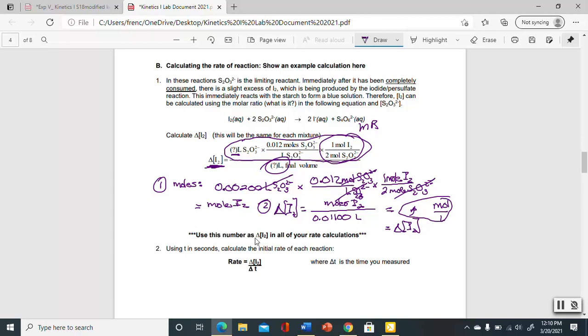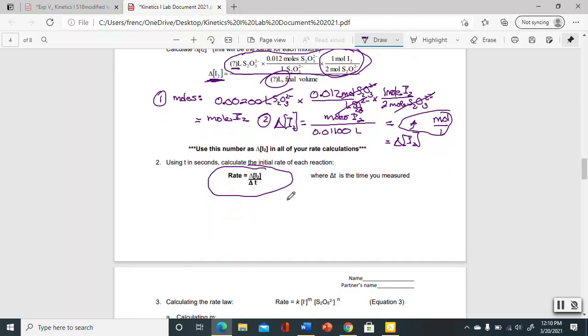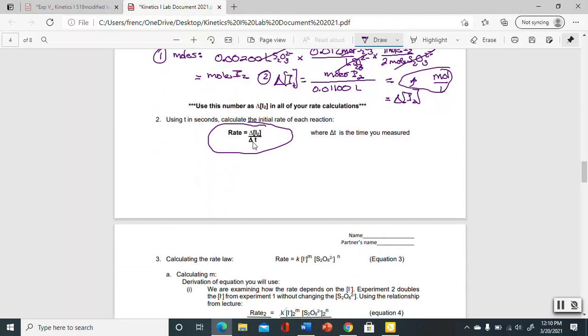Now we have to find the rate based on the appearance of iodine. And in order to find the rate based on the appearance of iodine, we have to divide it by the time it took, so time elapsed before detection of iodine. Okay, so we're going to take this molarity and divide it by the time which you measure. Okay, you measured this. All right, so let's go back to that data table and see what we've got.